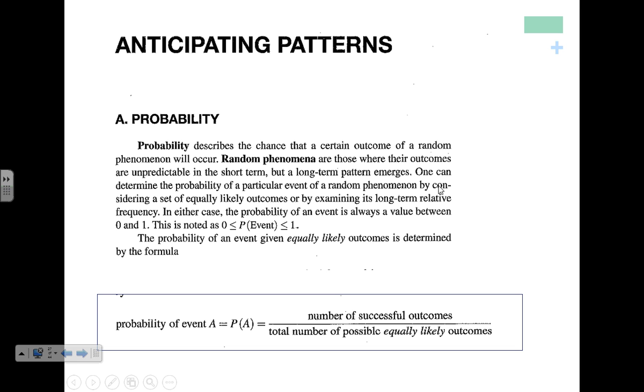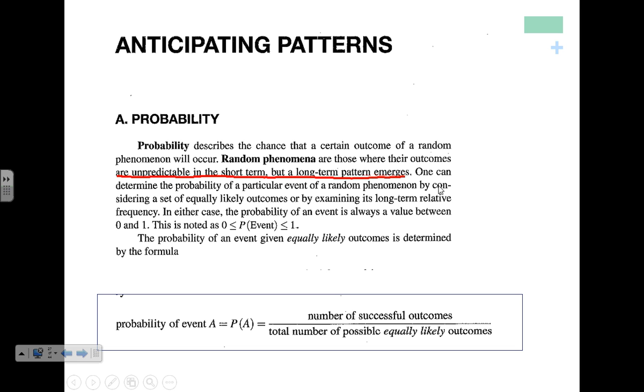Random phenomena are those where the outcomes are unpredictable in the short term, but a pattern emerges in the long term. We've talked about random a little bit. Know that it is not the same thing as haphazard. The word random, we use it all sorts of ways nowadays, but it's a description of the type of order that only emerges after a long time has passed, in the long run. So that's what we're talking about in probability: how many successes you've had out of all possible outcomes in the long run is your probability.